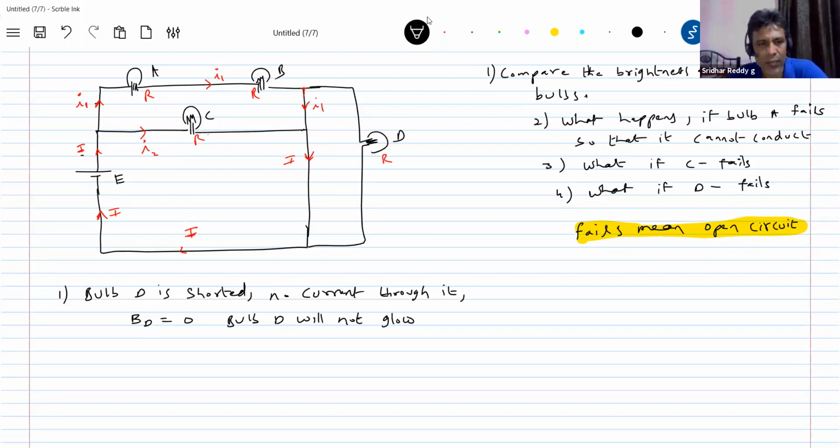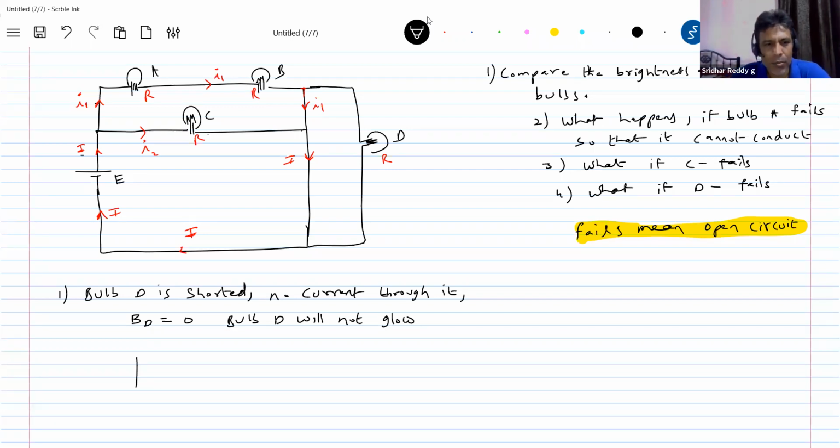Okay, let's come to this one. What about the brightness of bulbs A and B? The brightness of A and B should be the same, no? Can we compare with C? What is the drop across the bulb C? It should be equal to E only. What about the drop across the bulbs A and B? It will be E by 2. On what basis am I saying this?